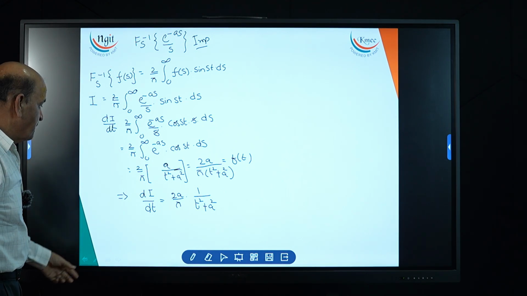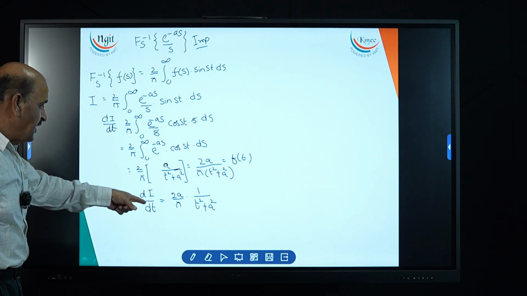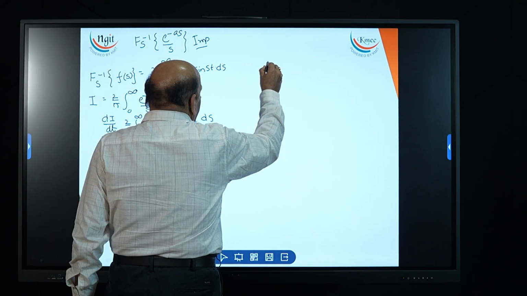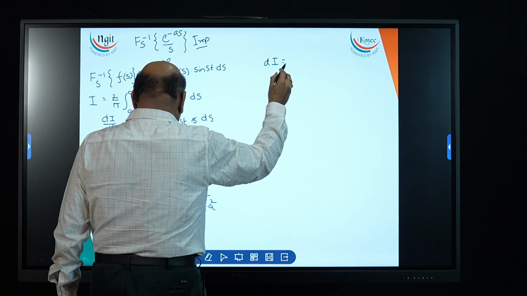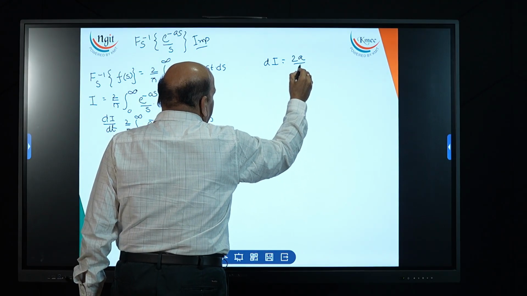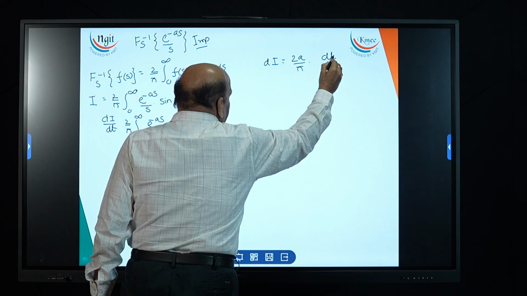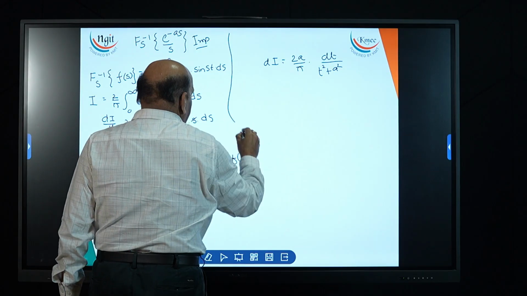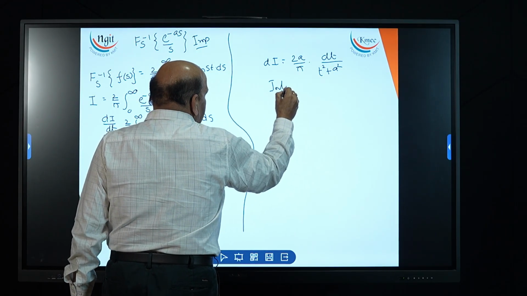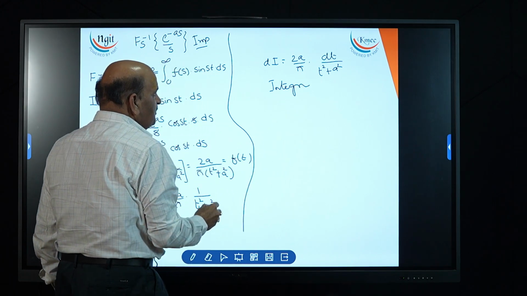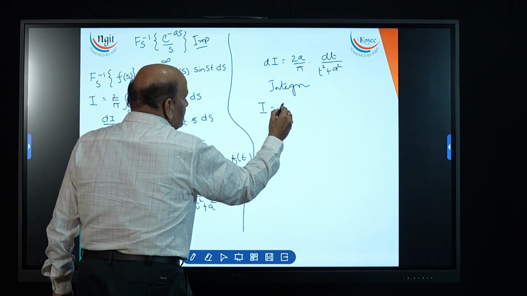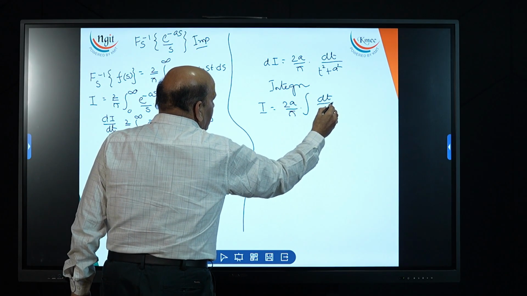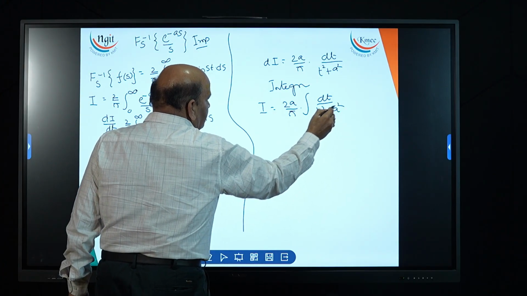Now just look, it is in the form of the variable separable method. So here dI is equal to constant 2a by pi into dt by t square plus a square. Now integrating both sides, we will get I equal to 2a by pi into integral dt by t square plus a square.